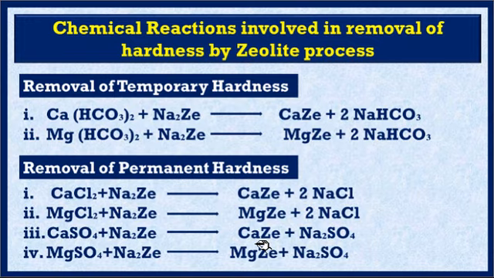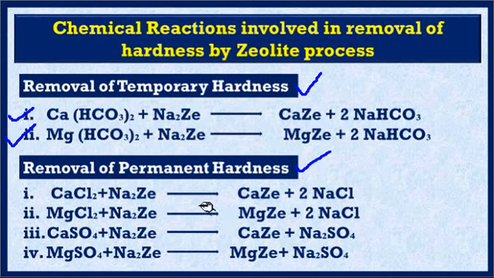Now the chemical reaction involved in removal of the hardness by zeolite process. It can remove temporary as well as the permanent hardness. We know the temporary hardness is due to the presence of bicarbonates of calcium and the magnesium ions.